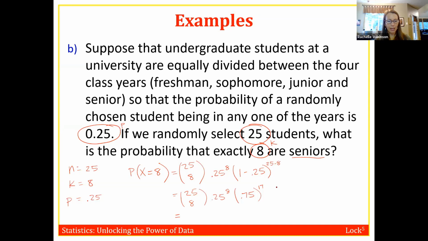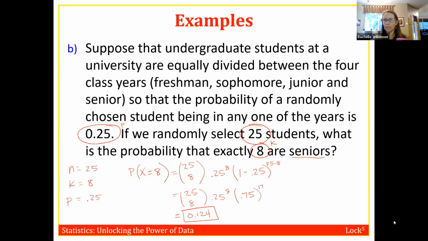Okay, now I hit times again. So it should say answer times. And I'm going to do 0.75 raised to the 17th power. And then hit equals again. And this should be your final answer. All right, when I did it, I got 0.124. All right, how'd you guys do?